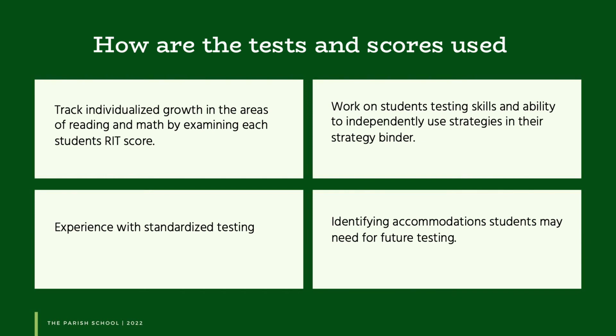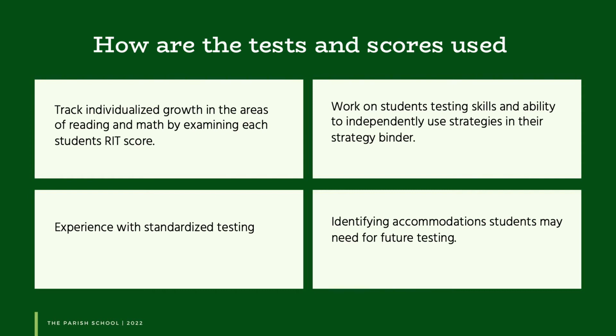So how do we use the test scores here? Like I said, in individual growth, we are looking at growth for RIT scores. That's something we're tracking and progressing. We're also working on their test-taking skills and their ability to independently use their strategy finder. We're watching to see if they can actually do that in real time in a standardized method. It gives them experience with standardized testing, because no matter where they go, it's going to happen, and we wouldn't be doing them justice if we didn't teach them how to take a standardized test.